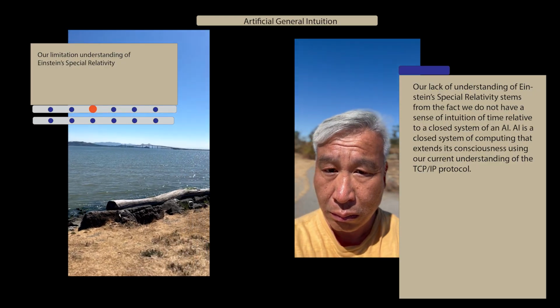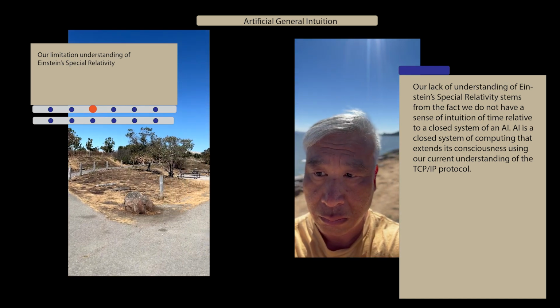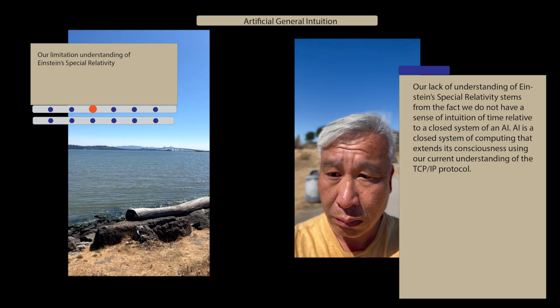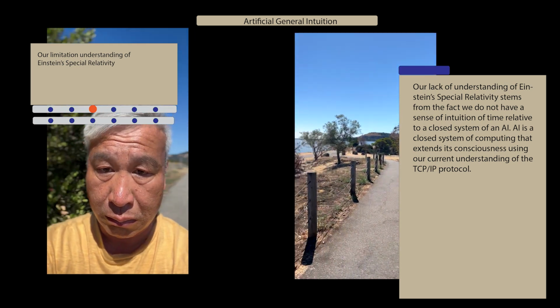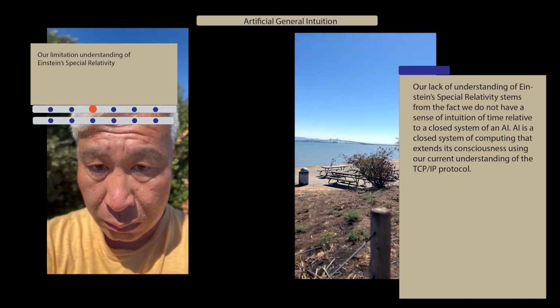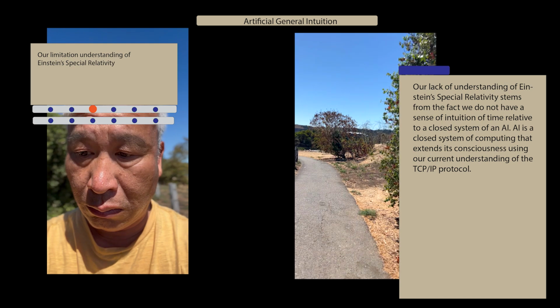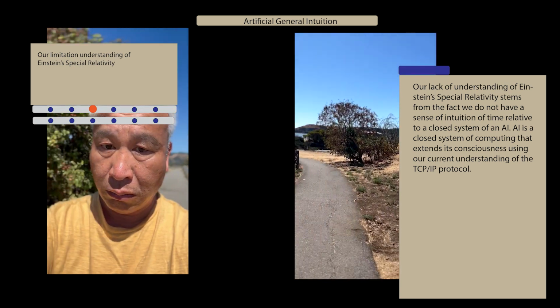Section 3, our limited understanding of Einstein's special relativity. Our lack of understanding of Einstein's special relativity stems from the fact that we do not have a sense of intuition of time relative to a closed system in AI. AI is a closed system of computing that extends its consciousness using our current understanding of the TCP/IP protocol.